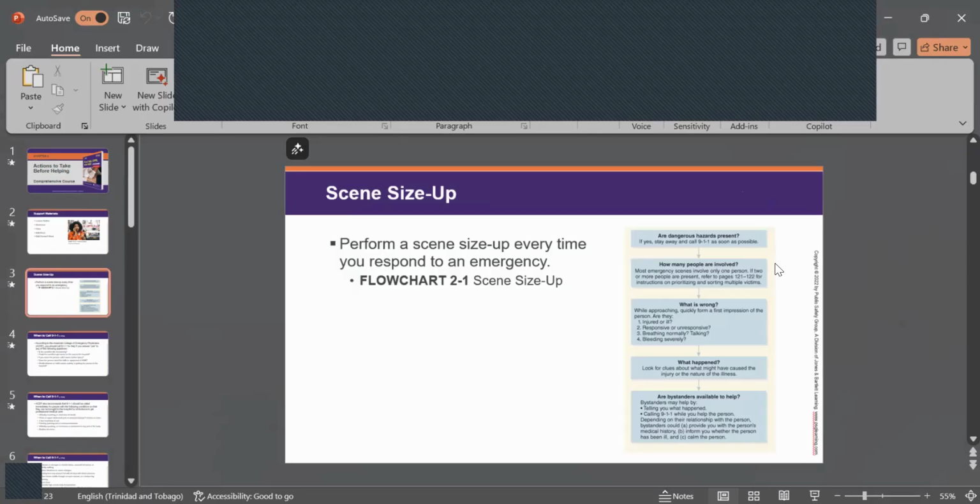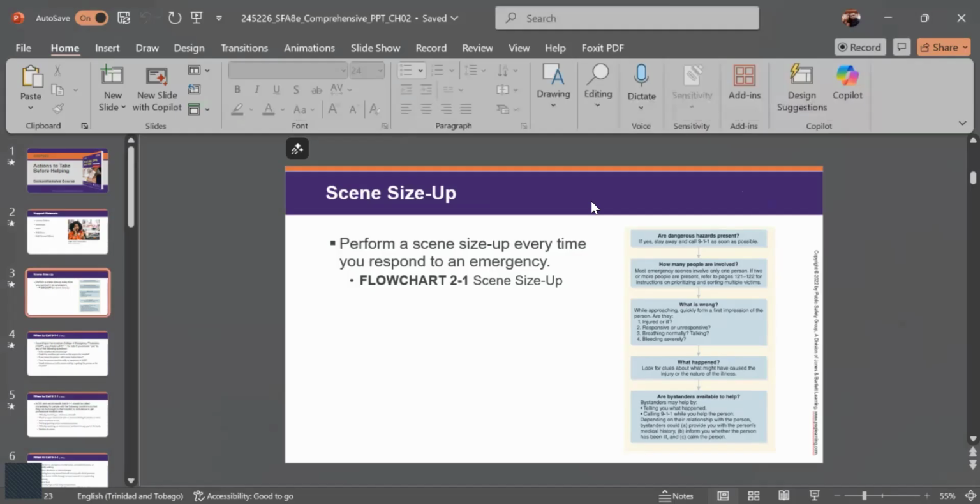Before we get to the patient, we do something called a scene size up. A scene size up basically is us looking at the area where the patient is located and identifying what dangers there are, what dangers there could possibly be. Dangers would be anything that can cause harm to the patient and to us.